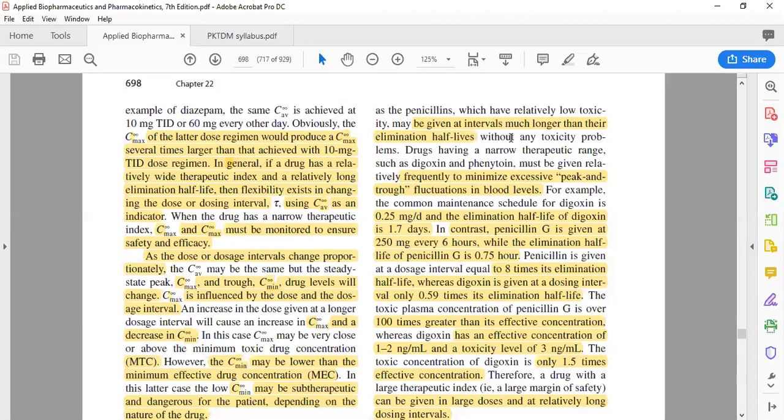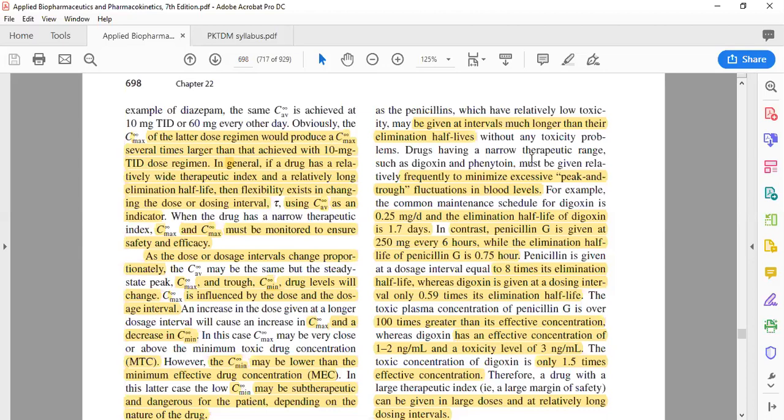So we look at the 0.75 hour. The half-life is very short. So we can give the drug at an interval much longer than its elimination half-life. Even if you give it at a much longer interval than the half-life, there won't be any toxicity.